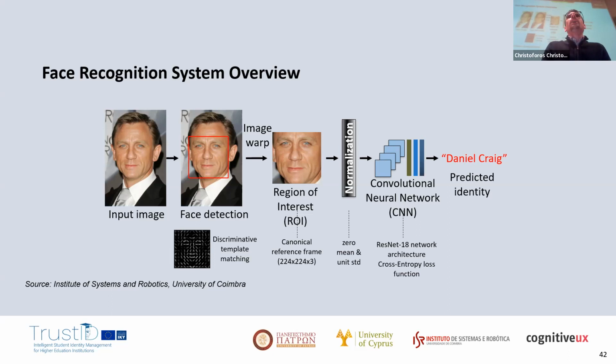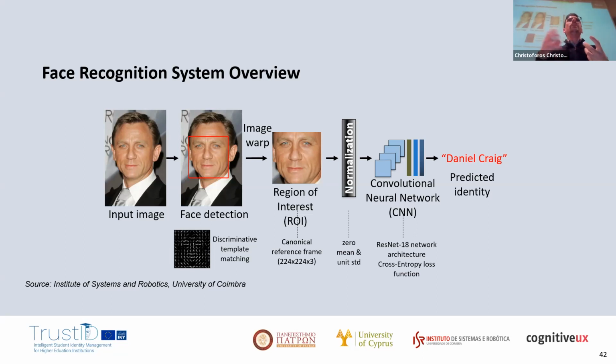Once we have this face data, we need to convert it to something that machine learning or a deep neural network can understand, which is usually numbers. So we need to do some sort of normalization on the data and then provide this normalized data to a convolutional neural network that will do the prediction for us and will provide us a predicted identity. So in that case, it was James Bond, which was the actor Daniel Craig.